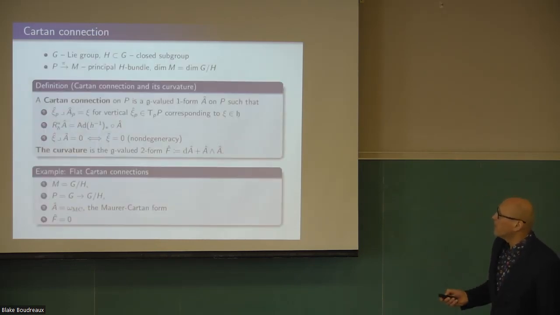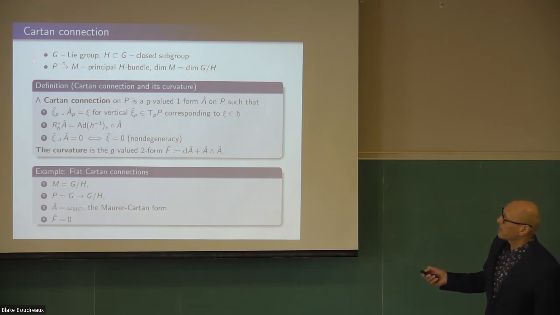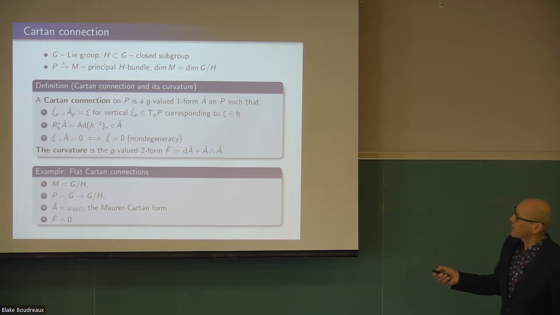on this conformal boundary. Okay, so to define a Cartan connection, we need a bigger Lie group, then a smaller Lie group, which is a closed subgroup, and the principal fiber bundle such that the smaller group is the structure group of this bundle. And the dimension of the manifold of this principal fiber bundle should be equal to the dimension of G. So the dimension of P is the dimension of G.